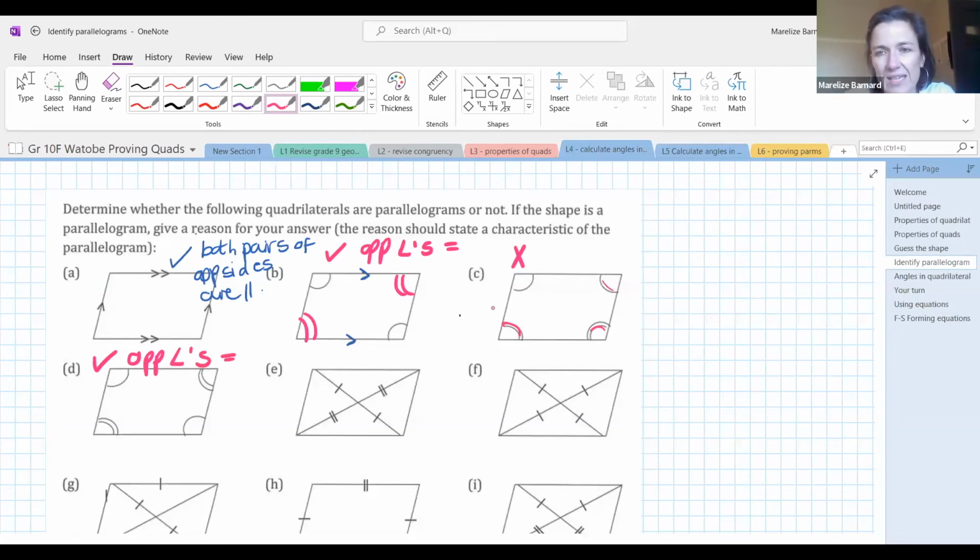Okay, and then let's go to E. Buchle says yes, because the diagonals bisect. Okay, for E, we do not have opposite angles equal. We only have the diagonals bisecting. And I agree, yes, this is a parallelogram because the diagonals bisect. Okay, and then the last one. What about F? Is this a parallelogram?